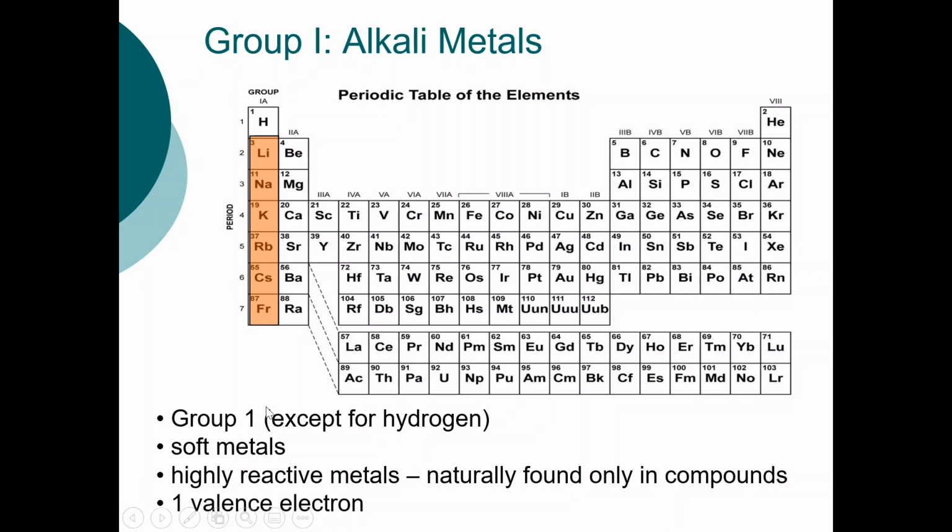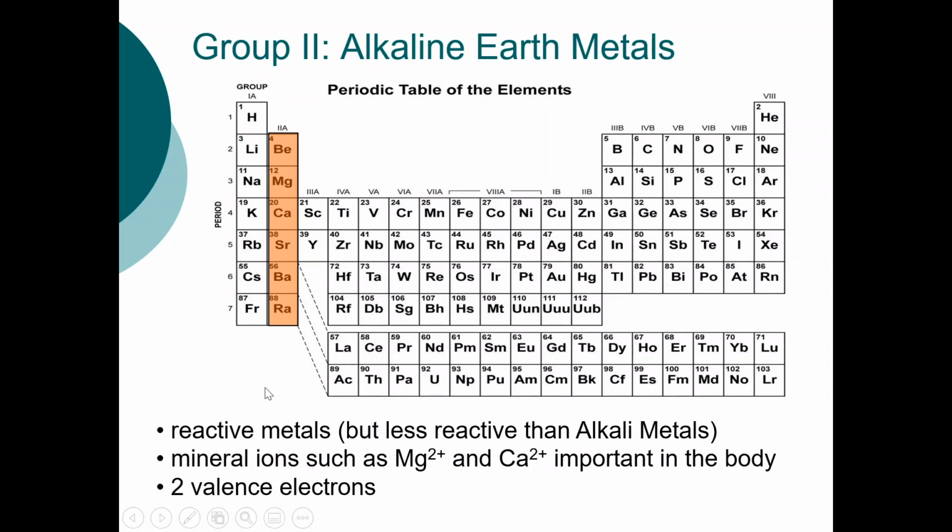Okay, moving along to group 2. These are called the alkaline earth metals, not to be confused with the alkali metals. These are also metals that are reactive, not as reactive as the alkali metals are, and also form bases. Just some interesting facts about some of the elements in this group. Magnesium and calcium ions, again, once they've lost 2 valence electrons and become ions, these are very important minerals in our body. And if I didn't say it already, everybody in group 2 has 2 valence electrons. Do you guys see the pattern here?